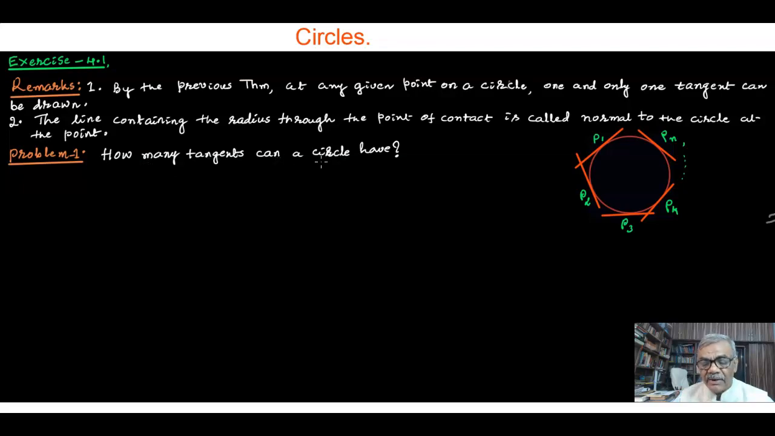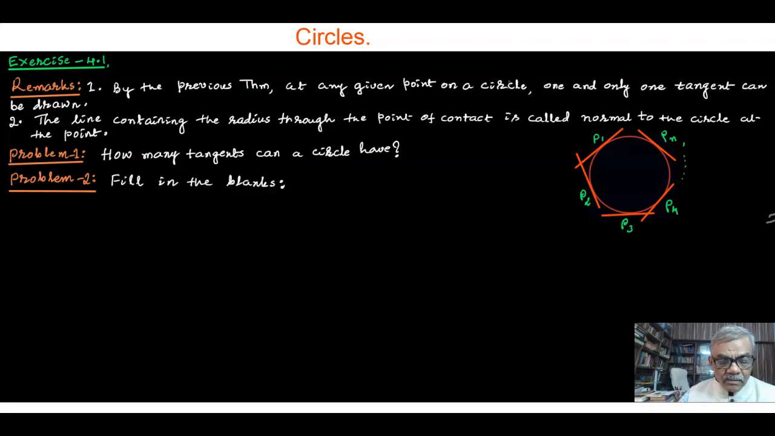How many tangents can a circle have? Now you can see P1, P2, P3, P4, Pn, etc. There are infinitely many points on a circle. For each point, there can be one tangent, and therefore we have infinitely many tangents. The answer is infinitely many.